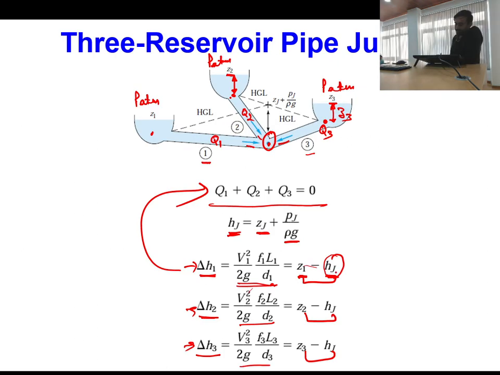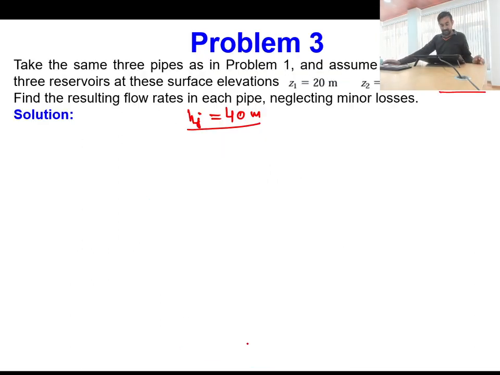Now in the previous slide, everywhere I can substitute the value of Hj. Once I substitute the value of Hj, Z1, Z2, Z3, these were also given in the question. So I have the value of the constant. Once I have the value of this constant, then I can take the values of f1, f2 and f3 for the rough regime. And by knowing this f1, f2, f3 for the rough regime, I can calculate the value of V1, V2 and V3.